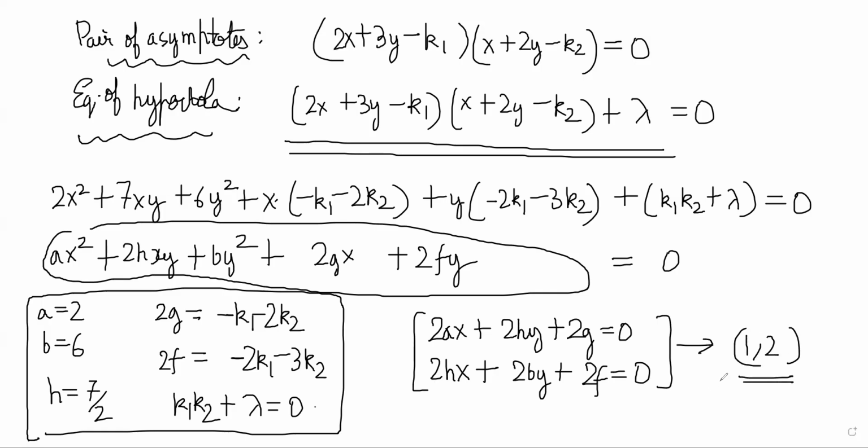Which is the center. So that means 1 comma 2 lies on these two equations, right? So let's see what comes from there. If you put 1 comma 2 in these two, you'll get basically ax plus hy plus g equal to 0 is my equation, and hx plus by plus f is equal to 0 is my equation. And we already know that 1 comma 2 lies on these.